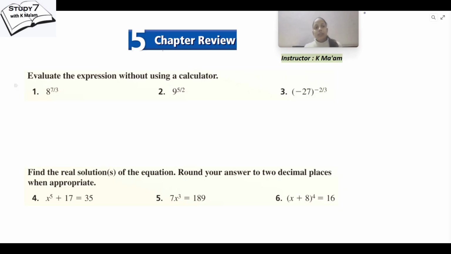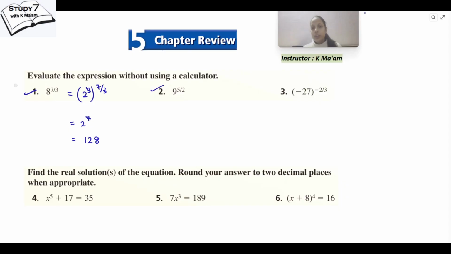Let's start with this question. Evaluate the expression without using a calculator. It's 8 power 7 by 3. I can write 8 as 2 power 3. And what's the power? The whole is 7 over 3. This 3 and 3 cancel, 2 power 7 left. That's it. 128. You can try this yourself.